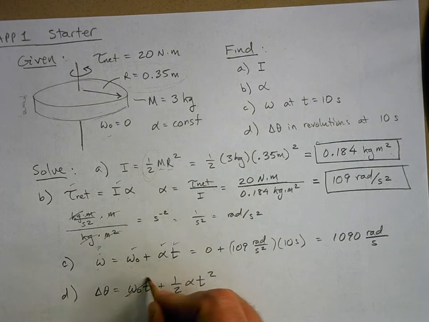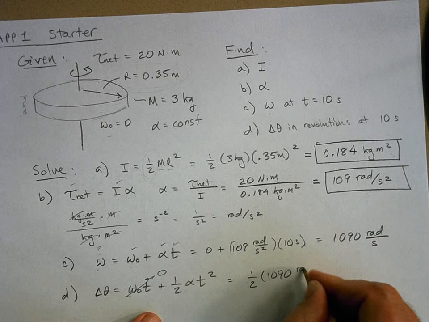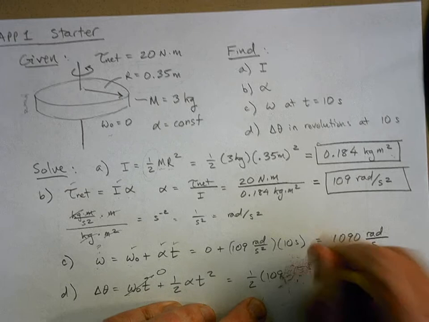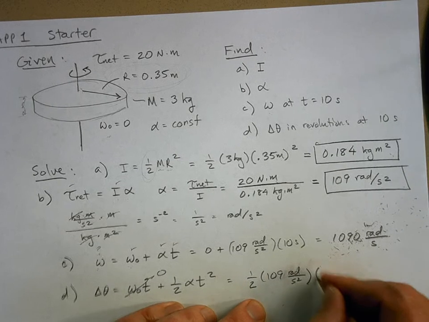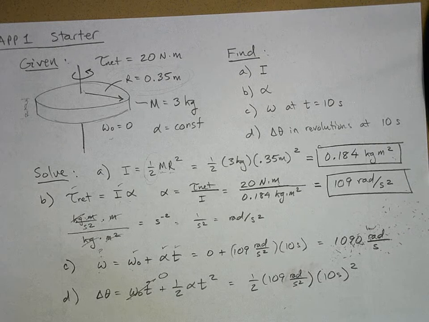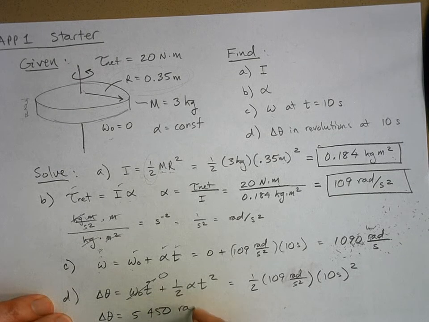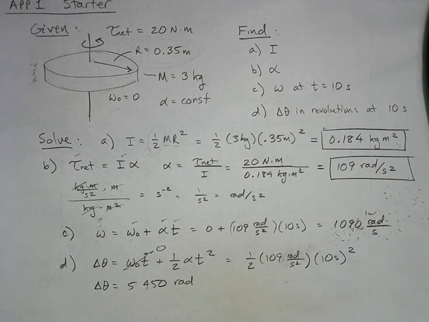Now this is 0. So this is 1/2 times 109 radians per second squared, times 10 seconds squared. And you get, yikes, 5,450 radians. That's the change in angle. I went through that many radians in only 10 seconds.